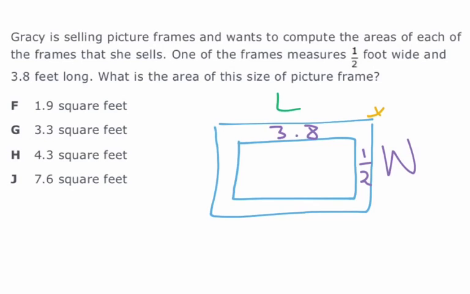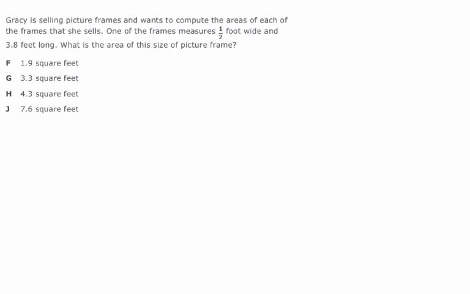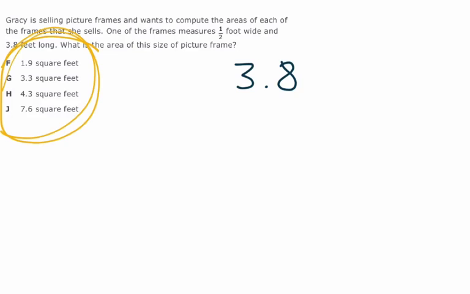The tricky part can be that one of these is a decimal, so we have 3.8, and the other is a fraction, which is 1/2. Now when you look at the answer choices, they are all in decimals, which should tell you that we need to make a conversion to decimals. That's going to be the easiest way to solve.